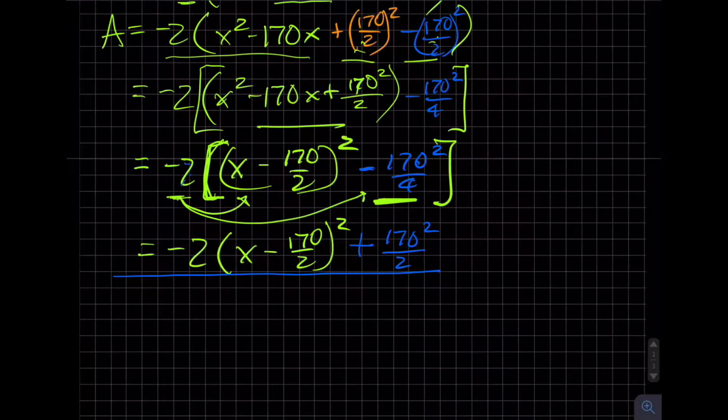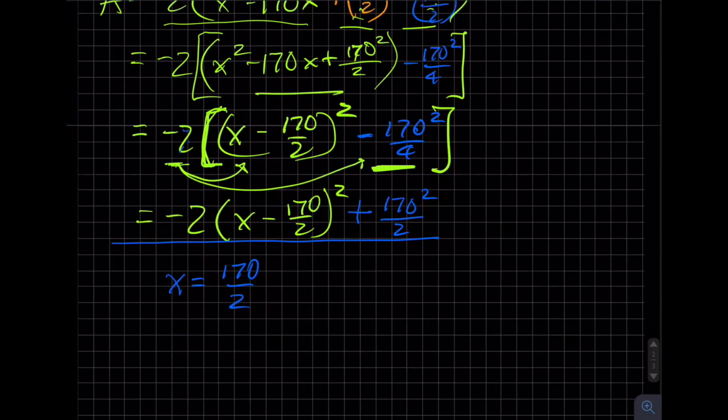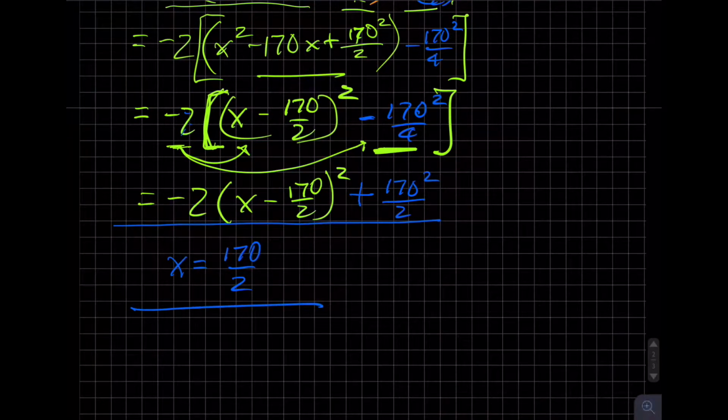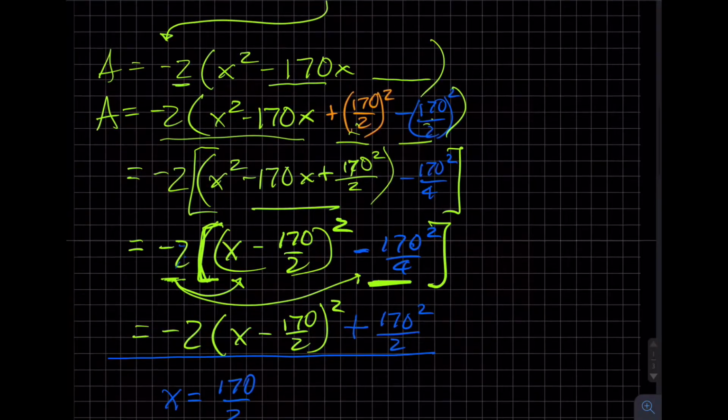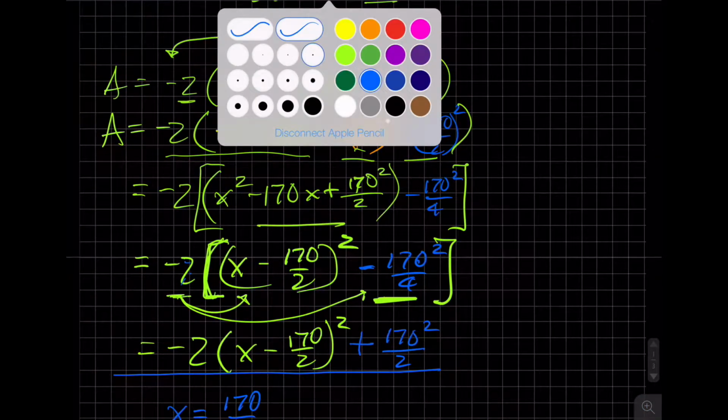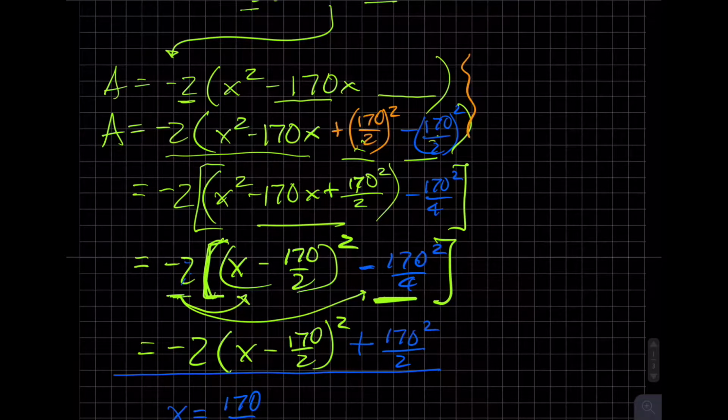This is my vertex form, so I know that the x value of my vertex is going to be x equals 170 over 2. Okay? That's the place we're going to be when I do this, the way that the book espouses, and you will probably agree that it's more direct and easier, faster, etc.